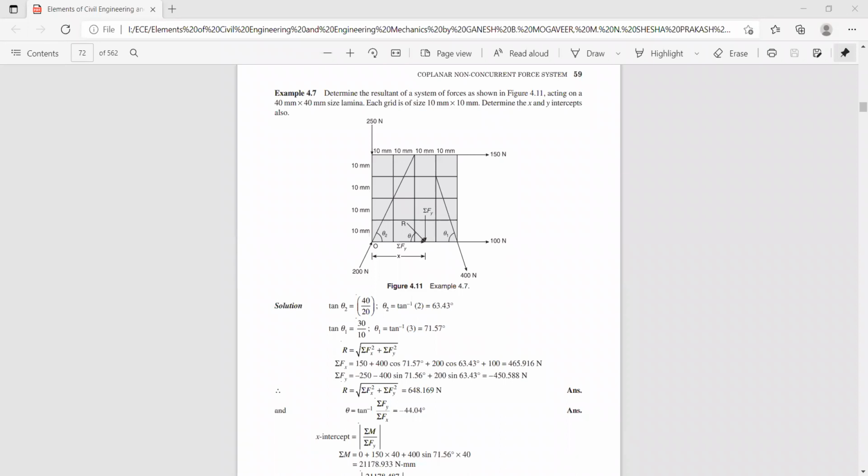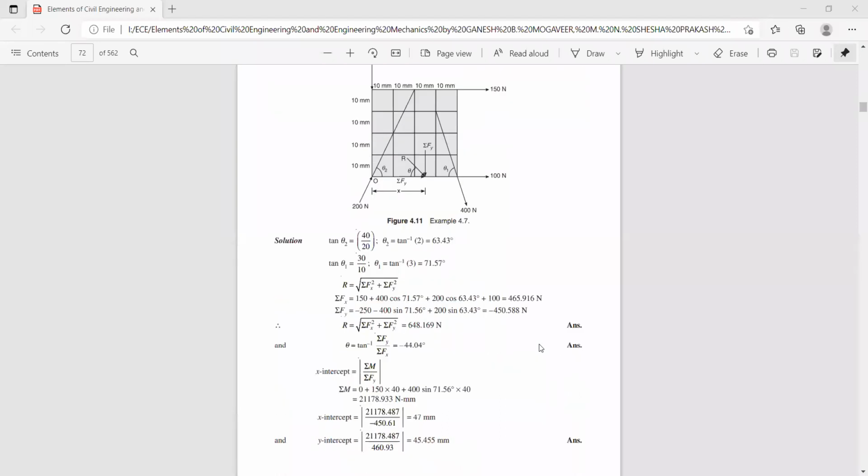Now you want the position of the resultant, that is D. You know the equation, R into D is equal to sigma MA. You know the resultant value, that is 648.169 Newton. If you divide sigma MA by the resultant value, you get the position of the resultant. Now in this problem, he has only asked about the x and y intercept of the resultant. The x intercept of the resultant is sigma M divided by sigma F of y, and the y intercept of the resultant is sigma M divided by sigma F of x. Now these are the values of x intercept and y intercept.